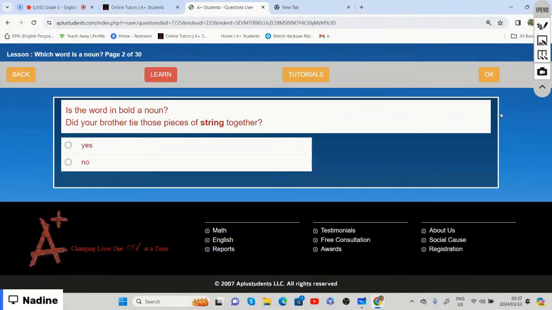Did your brother tie those pieces of string together? So the word string, we need to say if that is a noun or if it's not a noun. So it's either yes for a noun or no, it's not a noun.